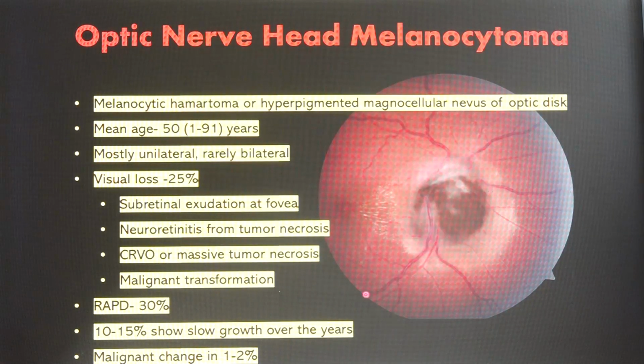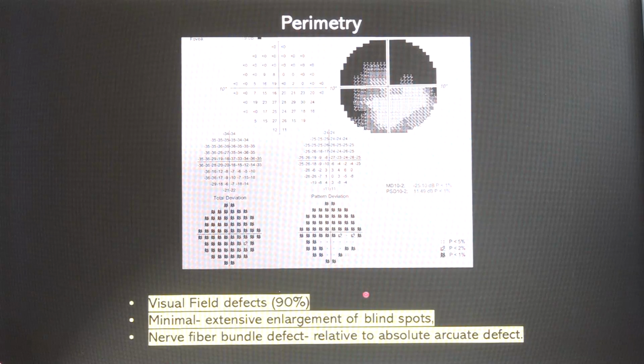So these patients tend to be around 50 years of age on average, and mostly unilateral. 25% of patients can present with visual loss because of subretinal exudation or foveal involvement, neuroretinitis or CRVO, or a malignant transformation, which occurs in less than 1% of patients. They do present with RAPD very classically because of the optic nerve involvement, and also visual field defects. They can show growth over a period of time, so don't be alarmed just because there has been growth. However, it needs to be a slower growth.